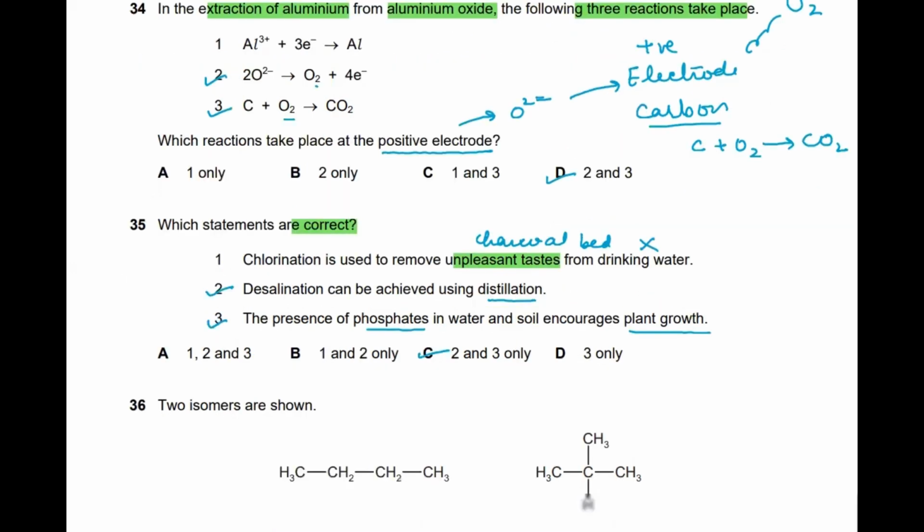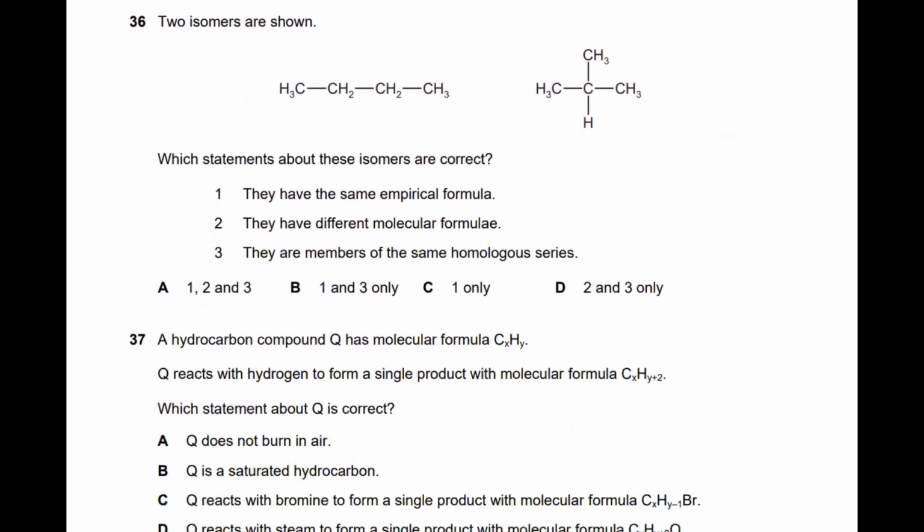Moving ahead towards the next 4 questions, which are from organic chemistry. Two isomers are shown. What are isomers? Isomers are compounds with the same molecular formula but different structural formulas, right? Such substances are known as isomers. So these are two isomers. Which statement about these isomers is correct?